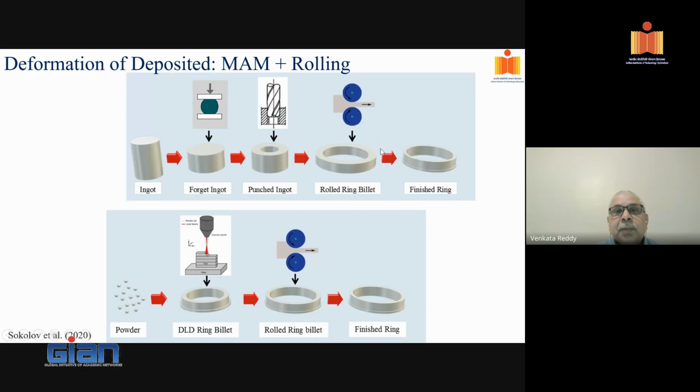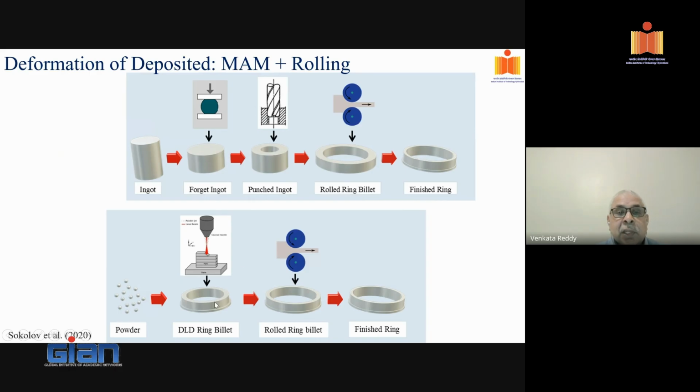deposit the component. Okay. Now, you all know rolling is used for many applications, rings. But what they do in the case of conventional approaches is ingot, forged ingot, then punched ingot, and then rolling the ingot, and then the finished product. You can reduce the time and the dies necessary, and the cost, if the components required are fewer.